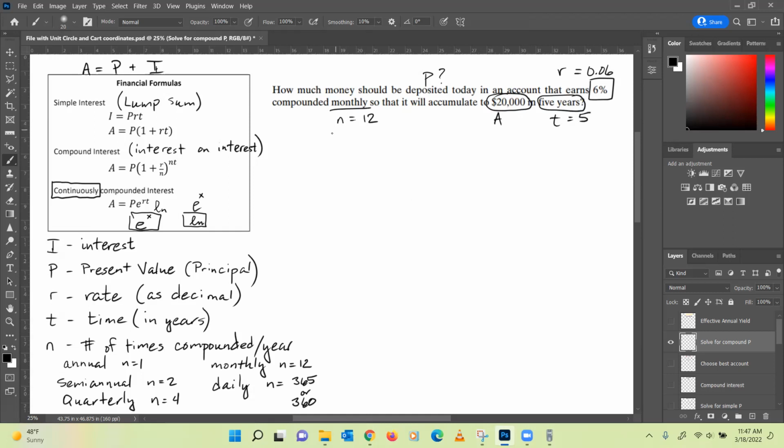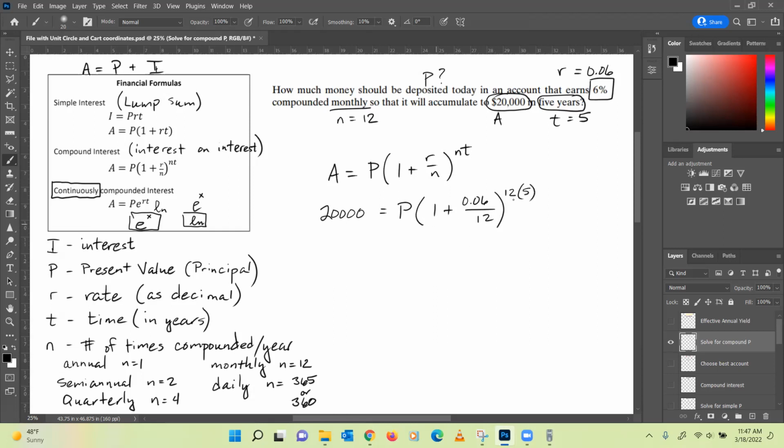So because they gave us a compounded rate, the monthly, we know we're using the compound interest formula without the E. Once again, we're solving for P. So A would be 20,000. We don't know the P value yet. Our interest rate is 0.06. N is 12. Raise it to the 12 times 5 power.